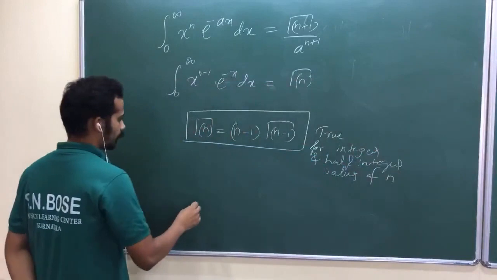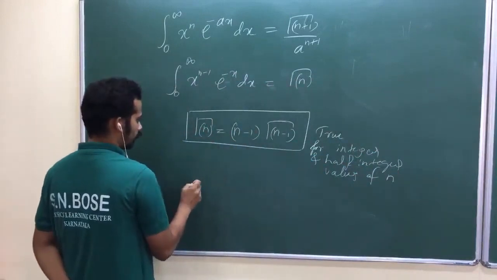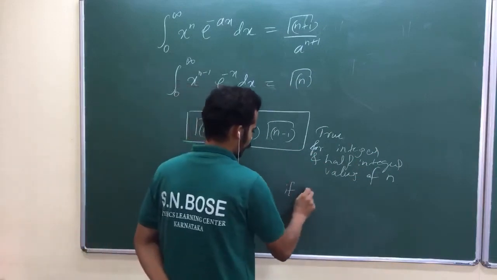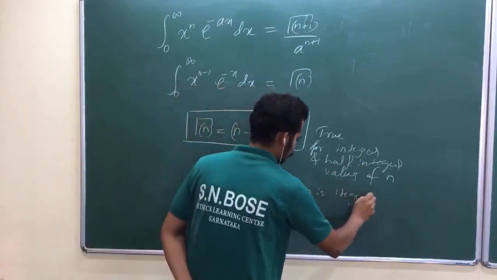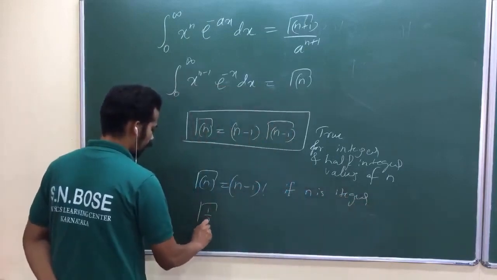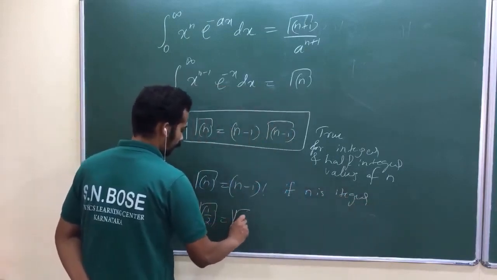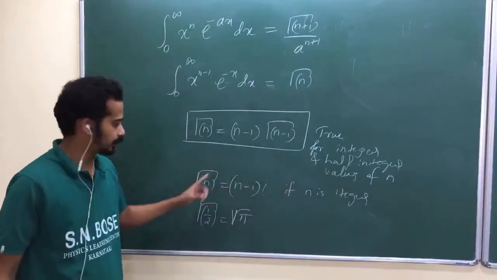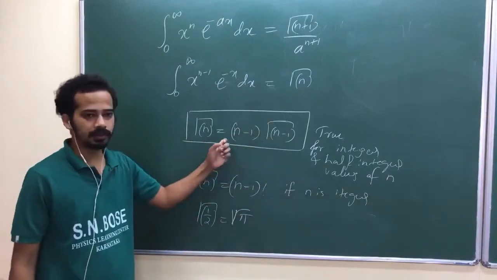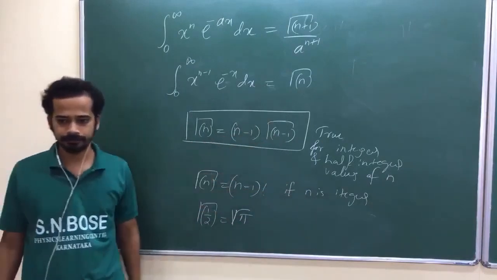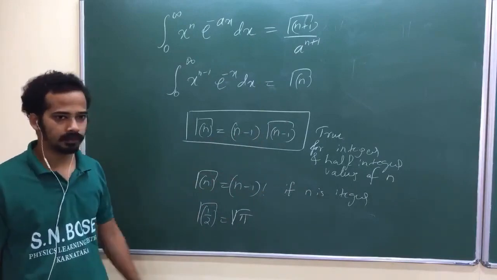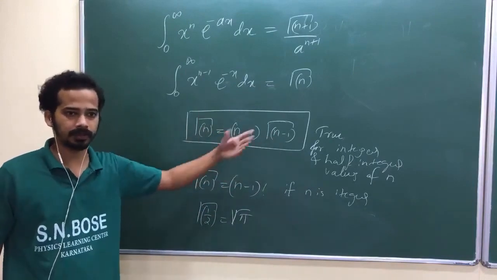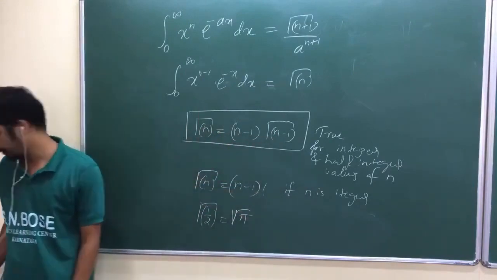So you should remember this one: gamma of n is equal to (n minus 1) factorial if n is an integer. And you should learn by heart one more thing: gamma of half is equal to root pi. If it is an integer, you can use this one. If it is a half integer, you can reduce to gamma of half using this property. Suppose you have gamma of 7 by 2, again using this property successively, you can convert it to gamma half.